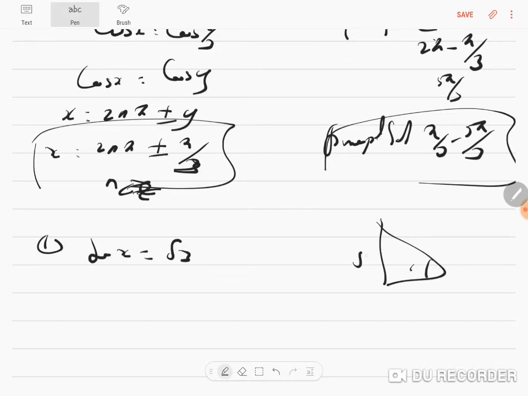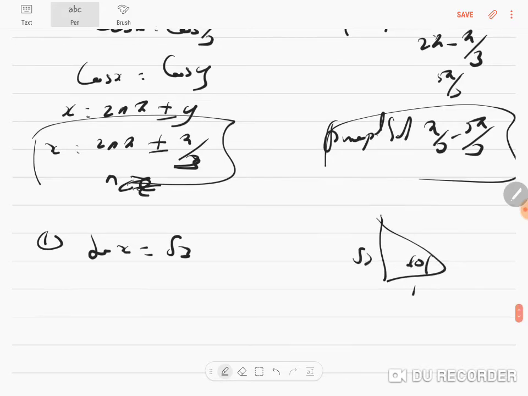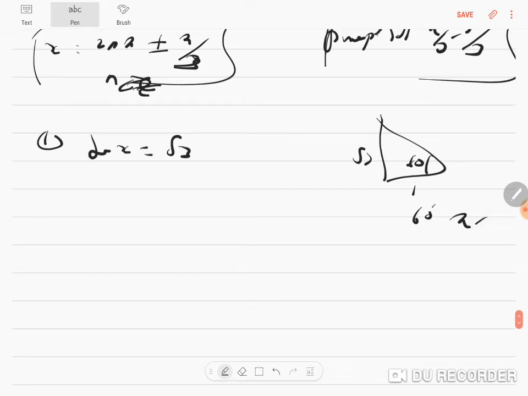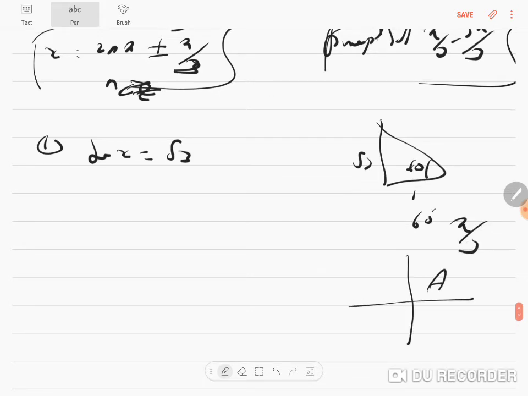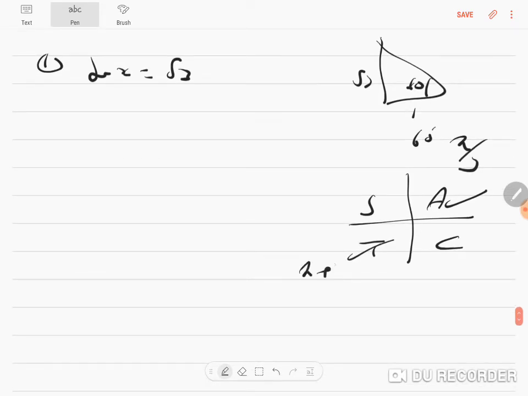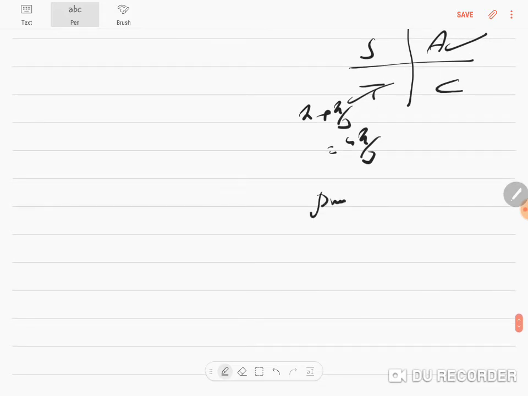Tan 60 will be root 3 by 1. So tan 60 is root 3 by 1. 60 degree is nothing but pi by 3. Tan is positive in the first and third quadrant. Pi by 3 is pi plus pi by 3 in the third quadrant, which is 4 pi by 3. Hence, the principal solutions are pi by 3 and 4 pi by 3.